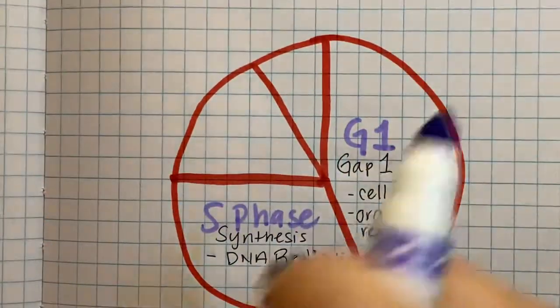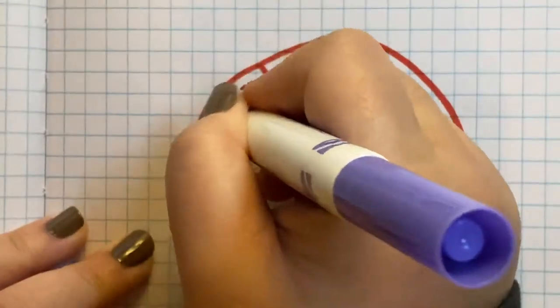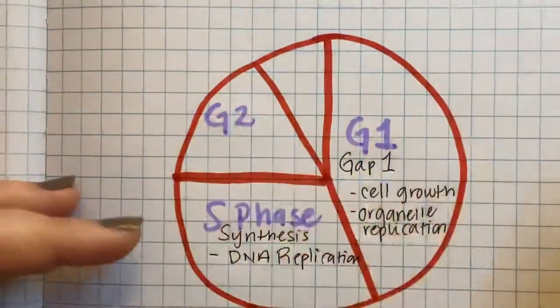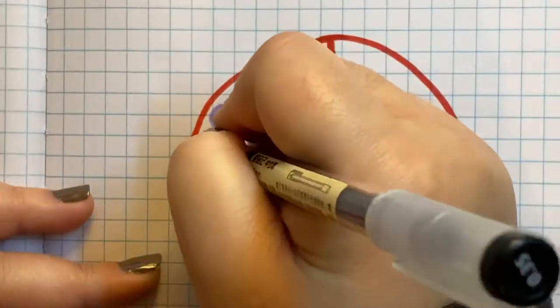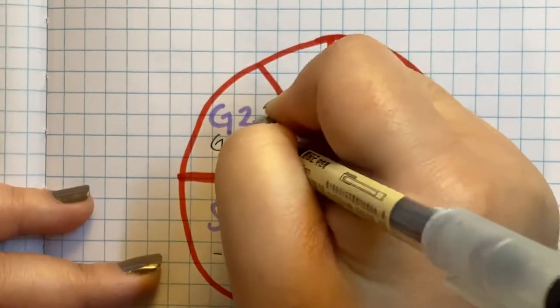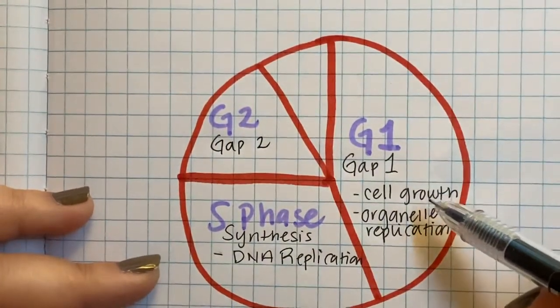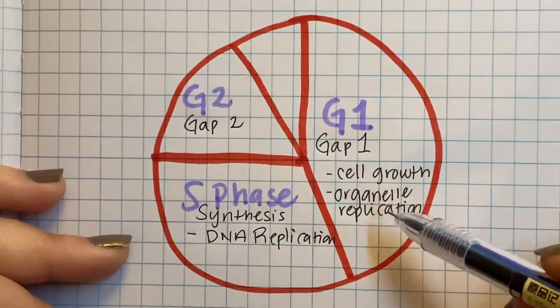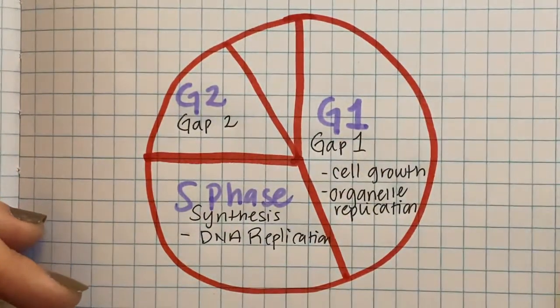The next phase is called G2. The G stands for the same thing, so it's gap two. And the same things will occur. The cell will grow more, the cell will finish replicating its organelles.